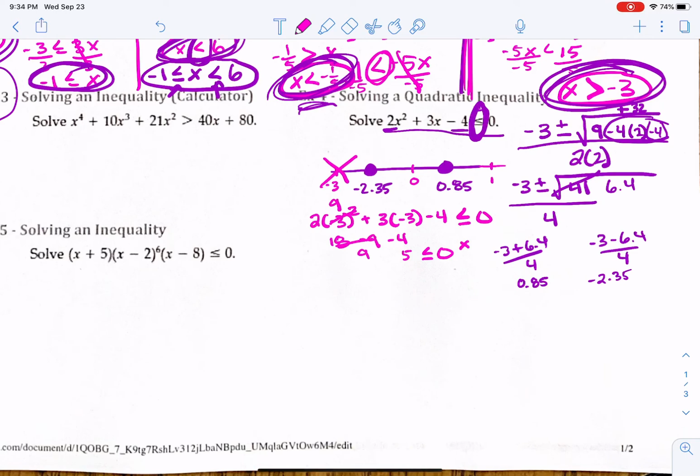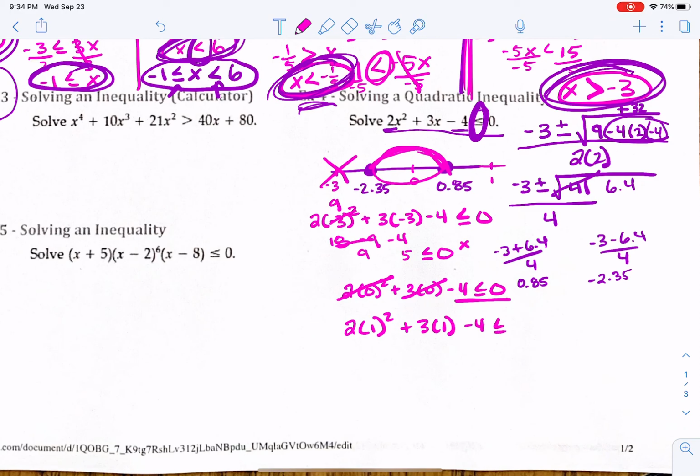Okay, now I'm going to do the same thing again, but I'm going to plug in 0. So 2 times 0 squared plus 3 times 0 minus 4 is less than or equal to 0. 2 times 0 squared is going to go away because it's 0. 3 times 0 is going to go away, so I just have -4 is less than or equal to 0, which is true. So it's going to connect these two pieces. And I'm guessing 1 is probably not going to work, but let's plug it in just to make sure. 2 times 1 squared plus 3 times 1 minus 4 less than or equal to 0.